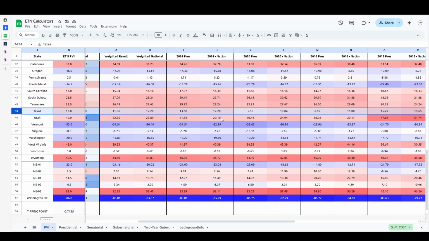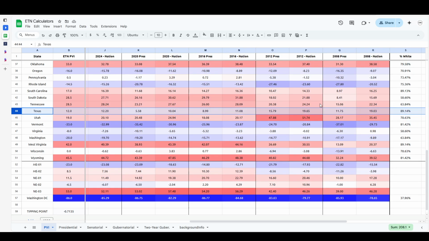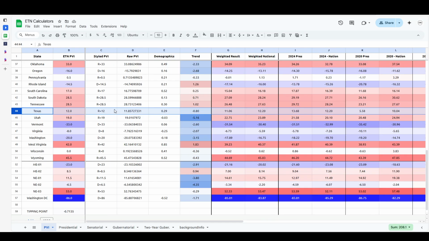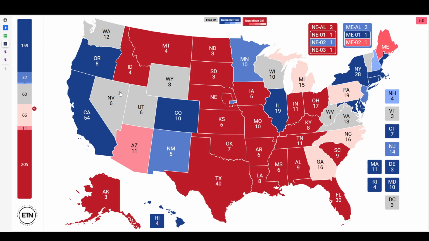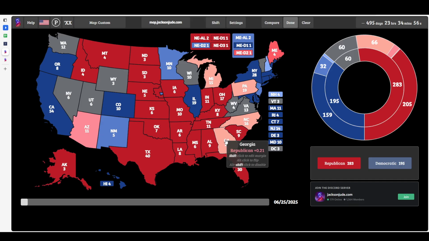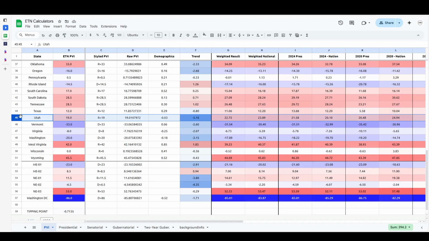Texas, slightly left trending state, even though it did actually move 2.2 points to the right of the nation in 2024. But it used to vote 19 points to the right of the nation, now 12.2. So it is still slightly left trending. R plus 12 is going to be the end result there, meaning that we do, of course, have a majority for the Republicans. So that means that if the Republicans win the national popular vote, or if they don't lose it by more than 0.21, then they will win the presidential election in 2028.